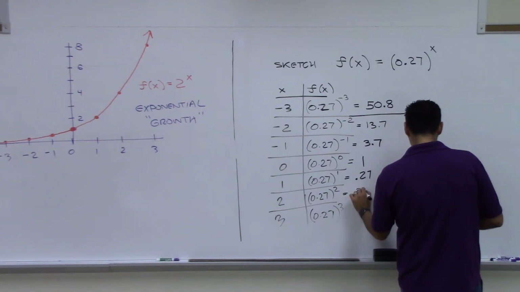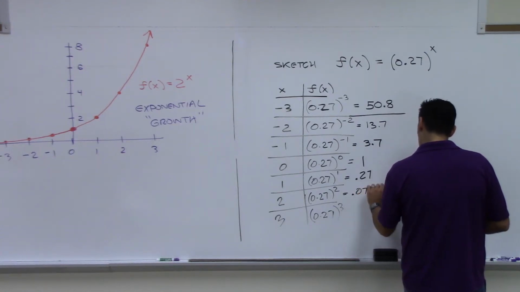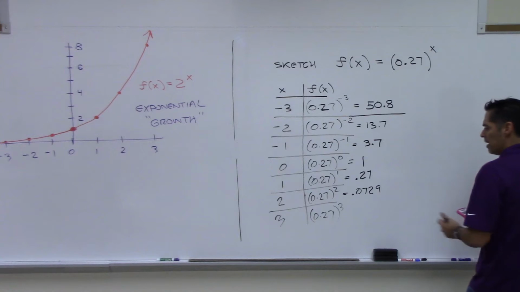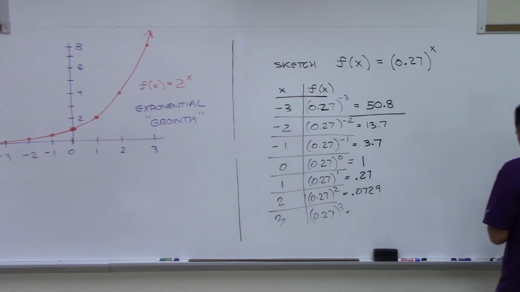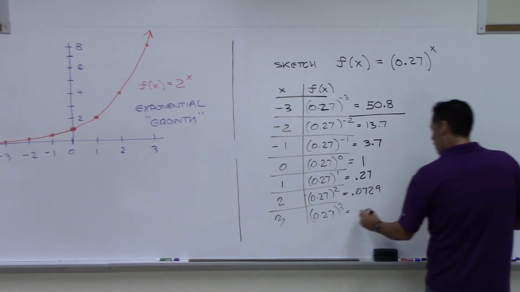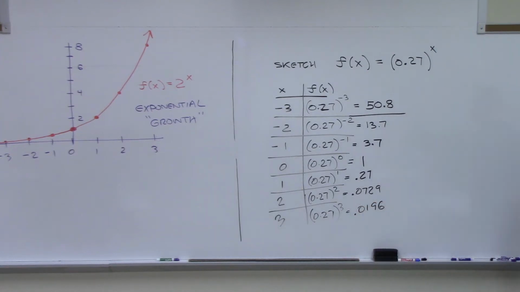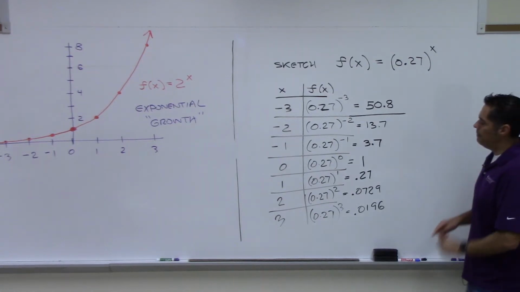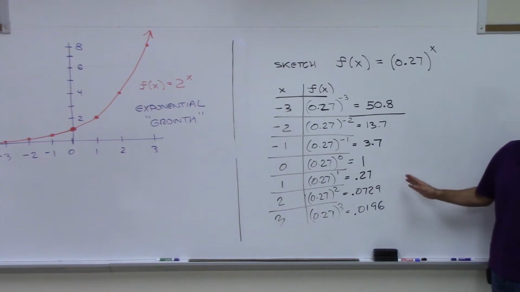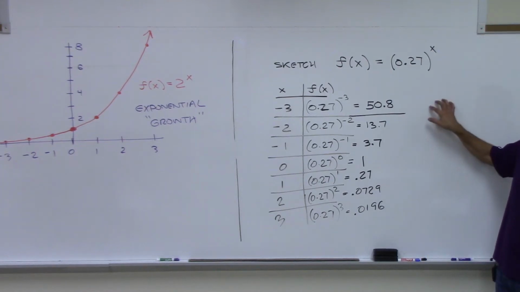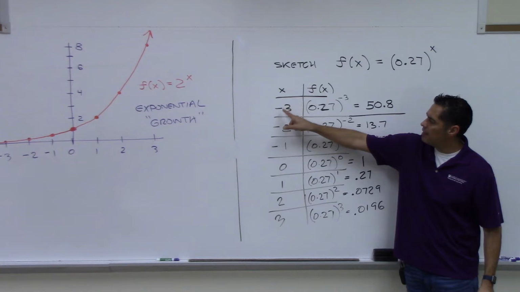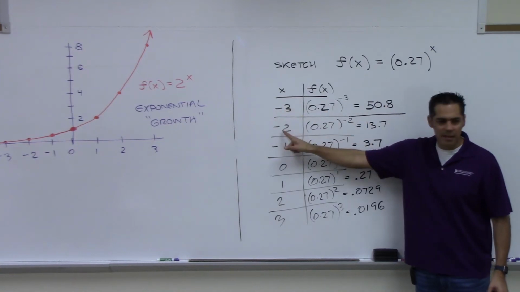0.027, or sorry, 0.0729. These are getting smaller. 0.27 cubed, 0.0196. All right, so I'm going to graph this now. I'm not going to write them as points. Does everyone agree that that's the input, this is the output, that's the input, that's the output?